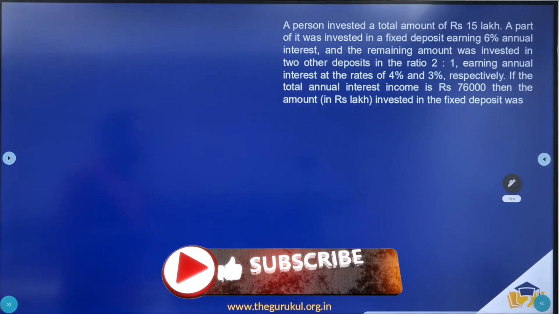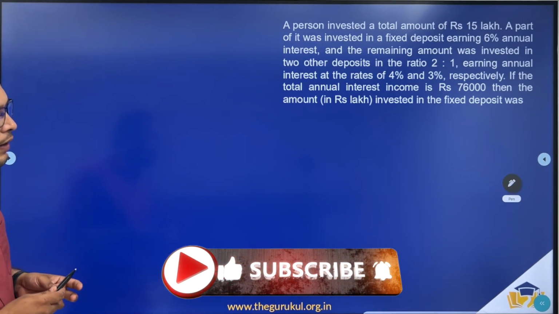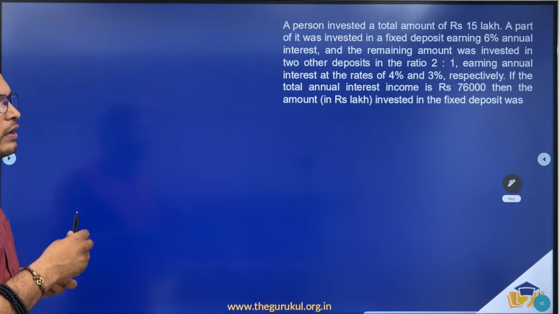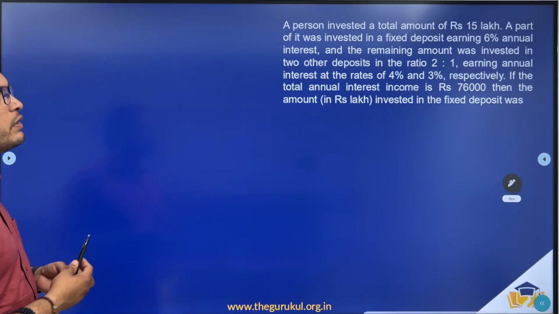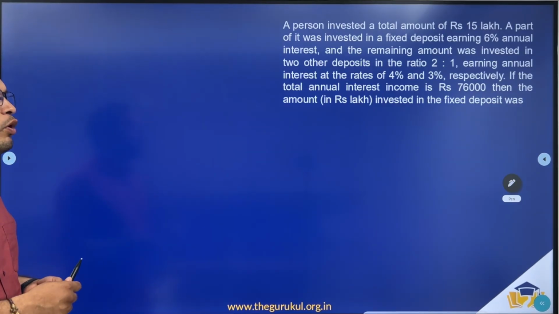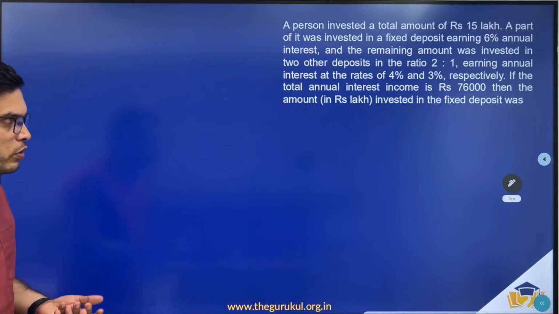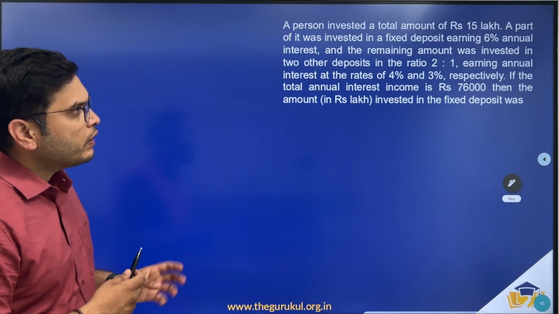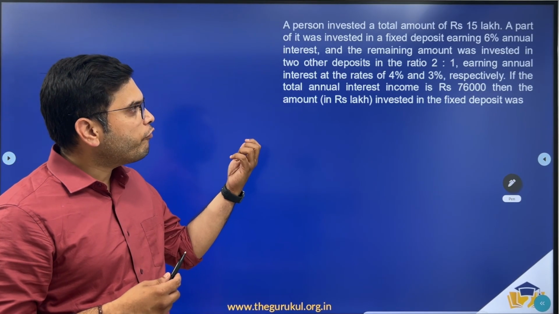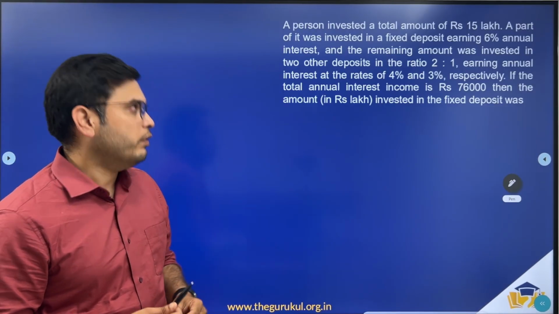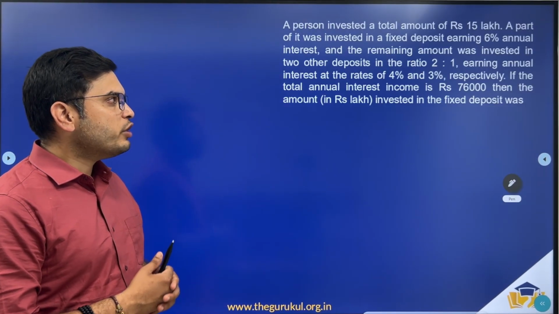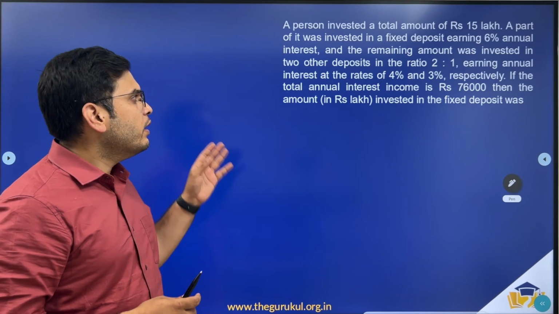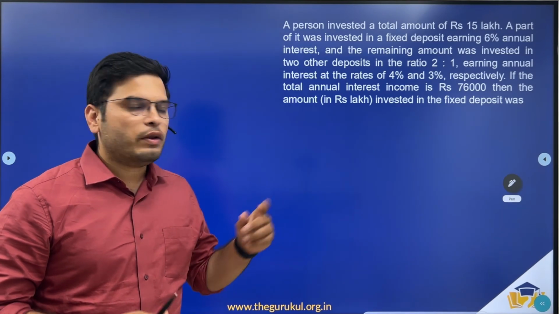A person invested a total amount of rupees 15 lakh. A part of it was invested in a fixed deposit earning 6% annual interest, and the remaining amount was invested in 2 other deposits in the ratio 2:1, earning annual interest at the rate of 4% and 3% respectively. If the total annual interest income is rupees 76,000, then the amount invested in the fixed deposit was.